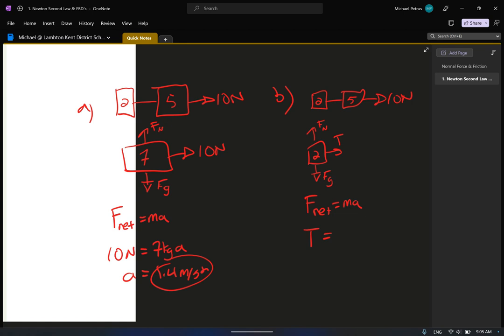So tension is equal to mass times acceleration. How much mass is that tension pulling? Well, it's 2 kilograms. How much is that 2 kilogram mass accelerating? Well, it's accelerating with the entire system, which we already know is 1.4 meters per second squared. So that's going to be 2.8 newtons, just 2 times 1.4, and that's the answer.